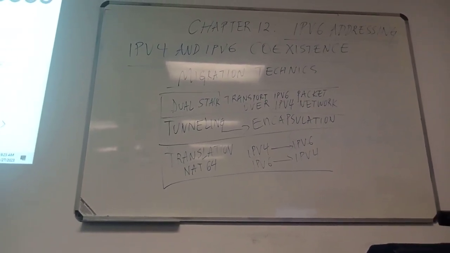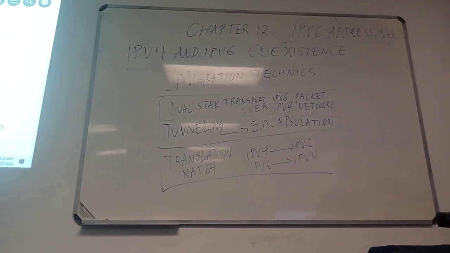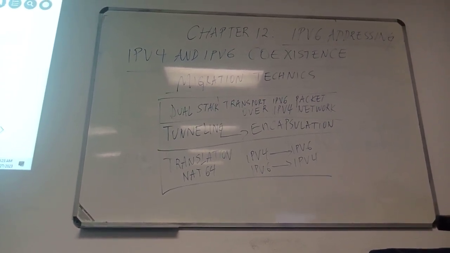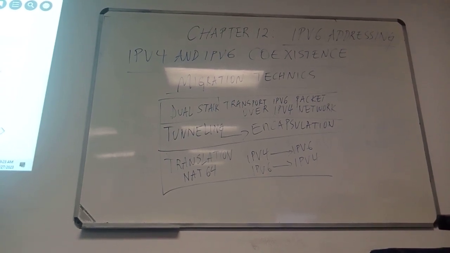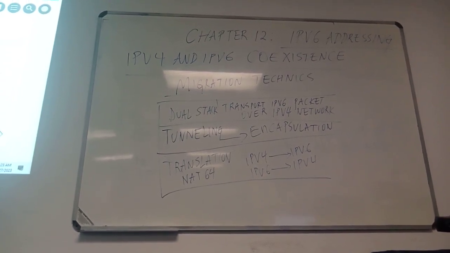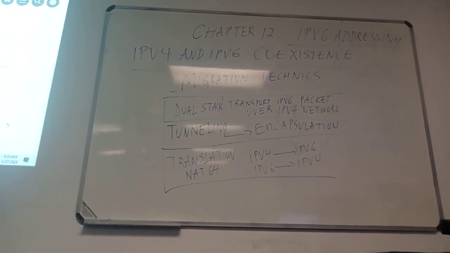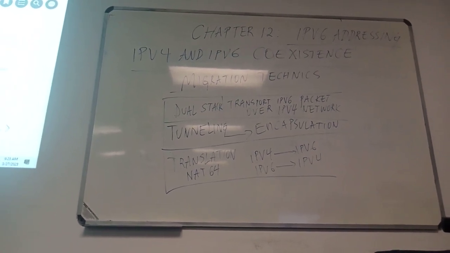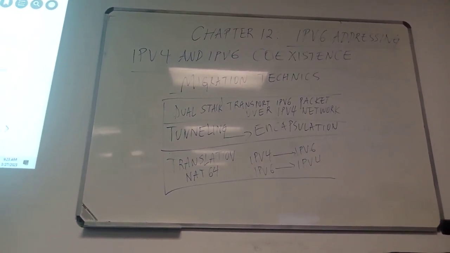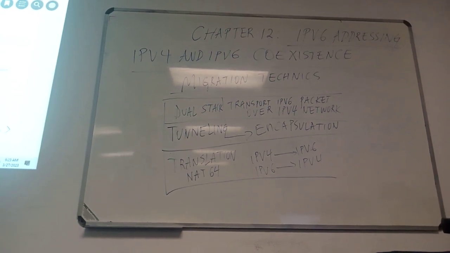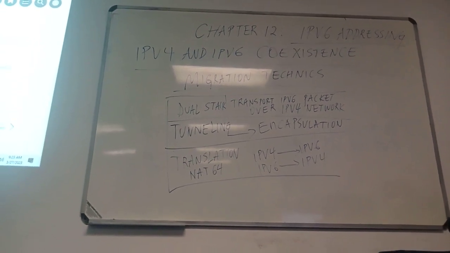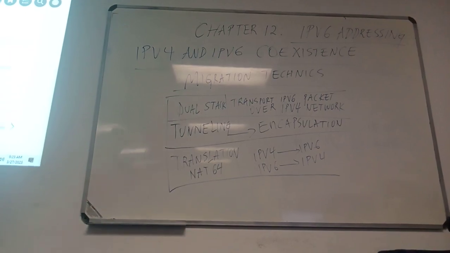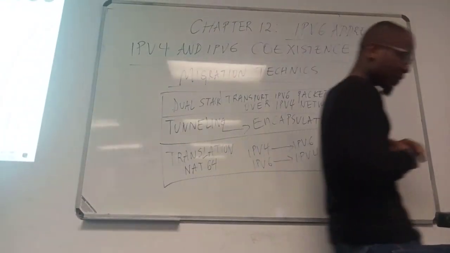The last one is translation. Translation means that your IPv4 will be converted to IPv6, or your IPv6 will be converted to IPv4. Those are the three types of techniques, right? You don't need to configure for now and so on, just to know that there are three types of migrations, right? Can we move forward?